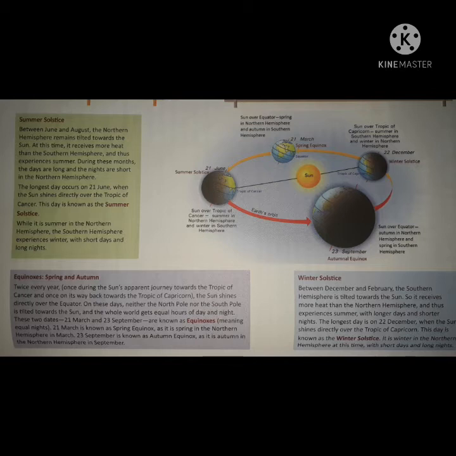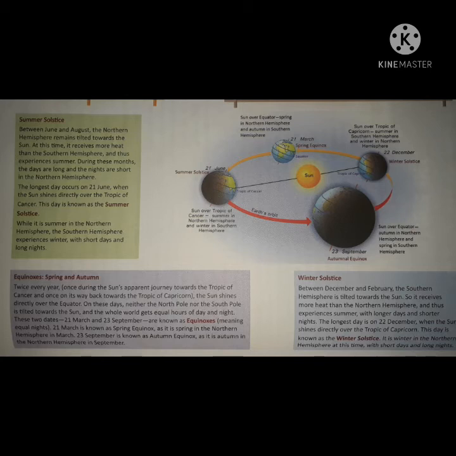Now let us move on to winter solstice. Between December and February, the southern hemisphere is tilted towards the sun. It is just the opposite of summer solstice. So it receives more heat than the northern hemisphere, and thus it experiences summer, with longer days and shorter nights. The longest day is on 22nd December when the sun shines directly over the Tropic of Capricorn. This day is known as the winter solstice. It is winter in the northern hemisphere at this time, while days are short and nights are long. Now let us move on to equinoxes.